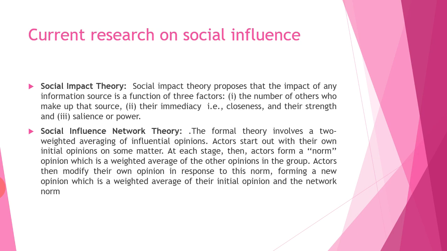Next is social influence network theory. This theory involves a two-step weighted averaging of influential opinions. First, the actor has their own initial opinion on some matter, and when he joins a group, at each stage the actor forms a norm opinion, which is a weighted average of other opinions in the group. Then the actor modifies his own opinion in response to this norm, forming a new opinion, which is a weighted average of their initial opinion and the network norm. So according to group norms, we slowly change or modify our initial opinions.